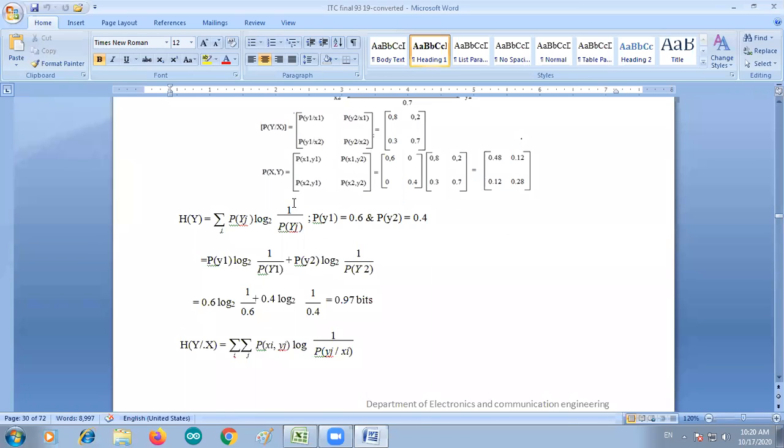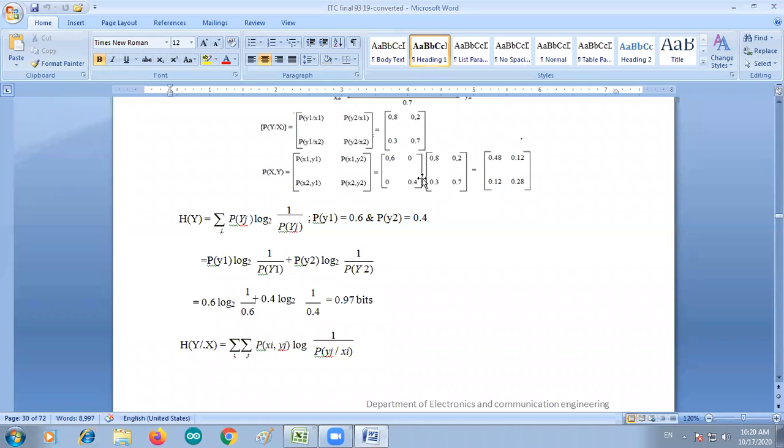And P of x comma y is the joint probability. Joint probability is considered as P of x1 y1, P of x1 y2, P of x2 y1, P of x2 y2. That is equal to 0.6, 0, 0, 0.4, multiplied with 0.8, 0.2, 0.3, 0.7. Then what are 0.6 and 0.4? Simply these are the inputs.